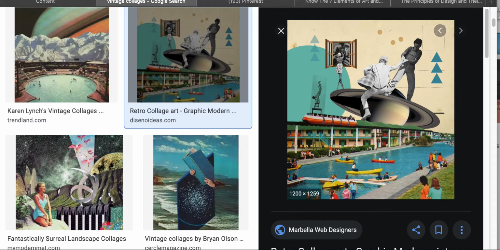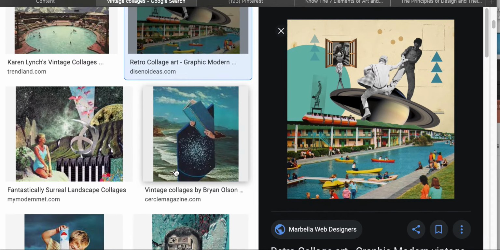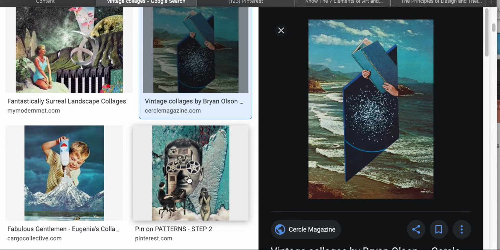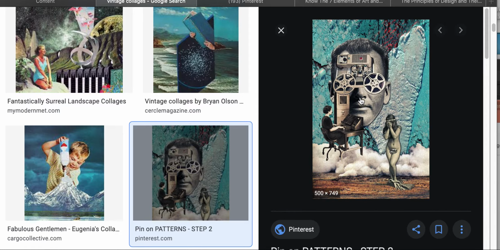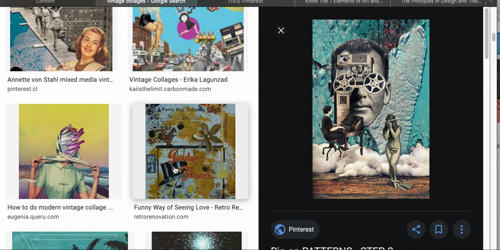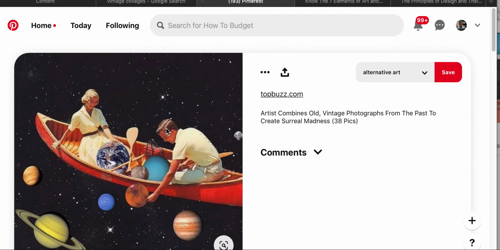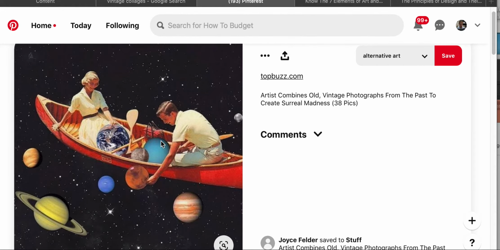Look at this one here. These people, there's a planet, and there's an old hotel. Some are a little more modern looking. This is like a window into space, I guess. Look at this guy made out of computers. And this is like the birth of Venus. So they're all kind of funky images that you can play with. So I went to Pinterest and I got this one that I find interesting.